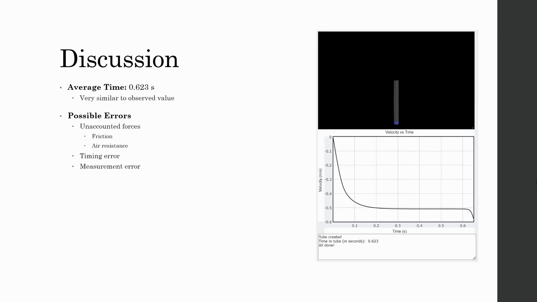Possible errors that led to the slight difference in time include unaccounted forces, timing error, and measurement error. Air resistance and friction from contact between the tube and magnet were present when conducting the experiment, which would have altered the speed of the magnet falling.